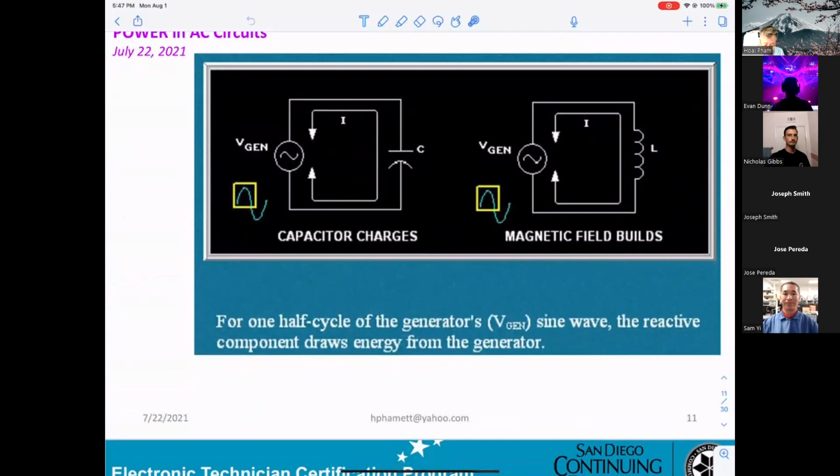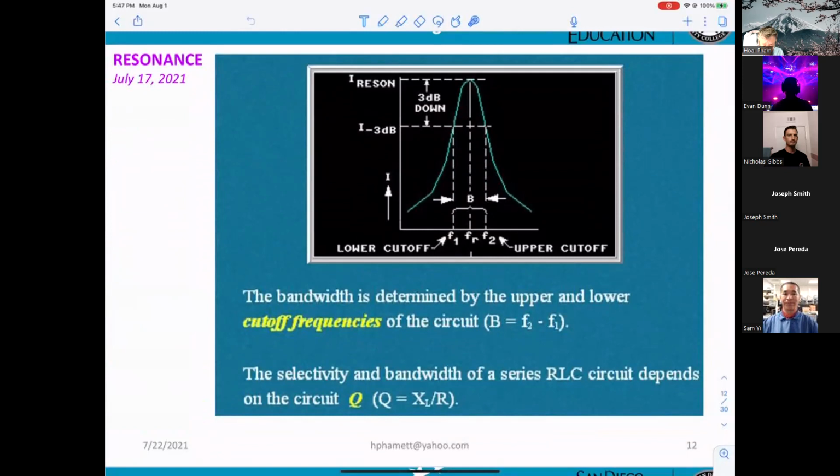For one half cycle of the generator, the reactive component draws energy from the generator. The bandwidth is determined by the upper and lower cutoff frequencies. We already went through that, okay? A band pass filter or resonance, same thing. This is the cutoff frequency, going down 3 dB. That tells you the lower cutoff and higher cutoff, and also the bandwidth. Bandwidth will be F2 minus F1.